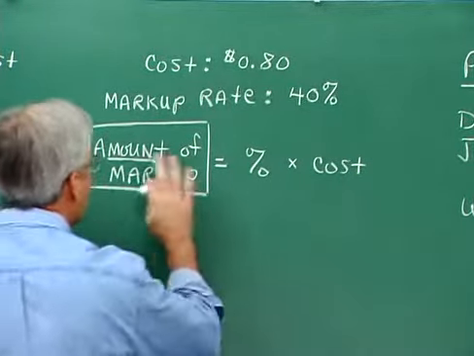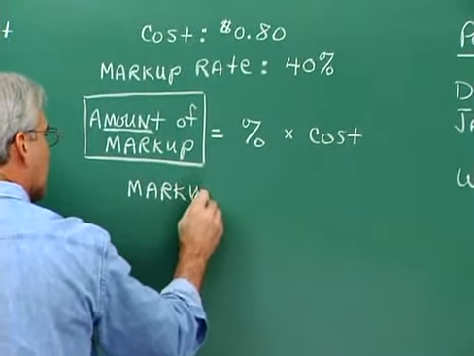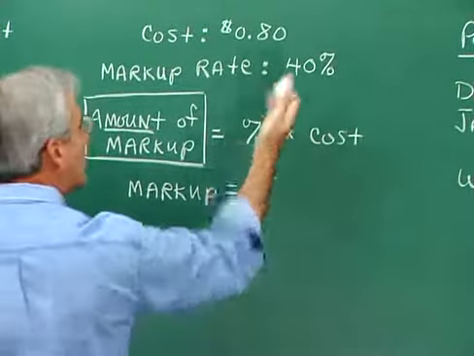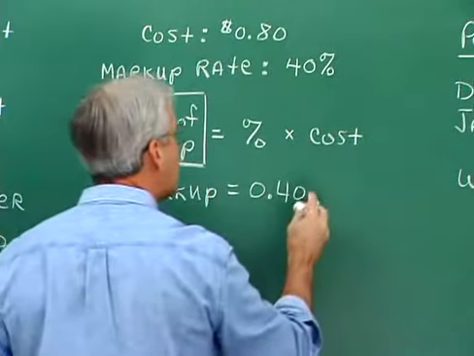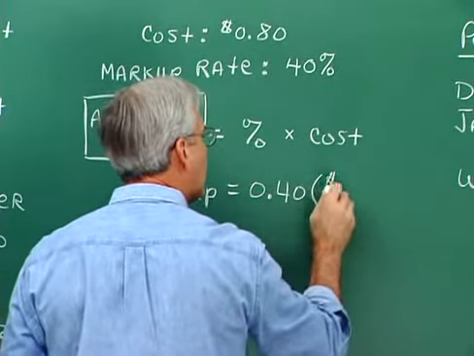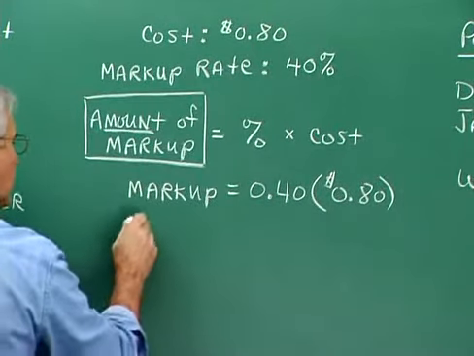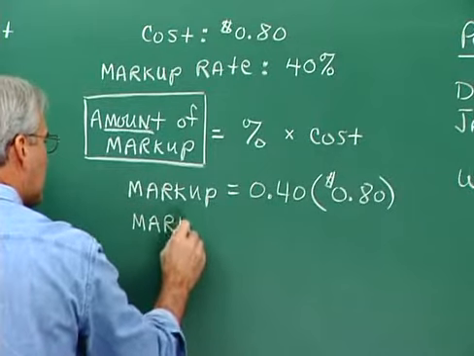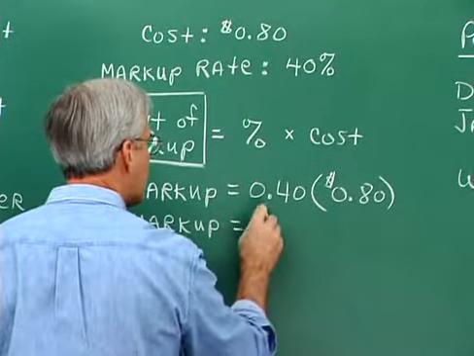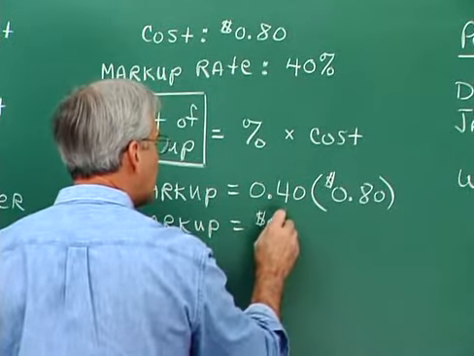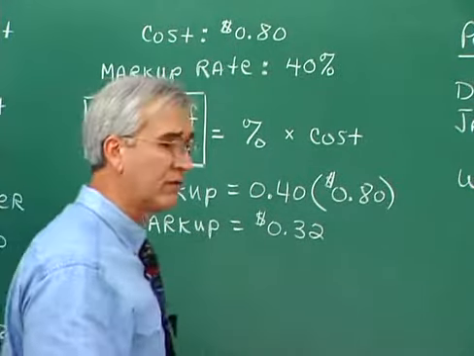All right, so let's see. This amount of markup then is, well, percent is 40%, and the cost of the item is 80 cents. So multiplying, we find that the markup, this product turns out to be 32 cents. So the amount of the markup is 32 cents. Now, this answers the first part of the problem.